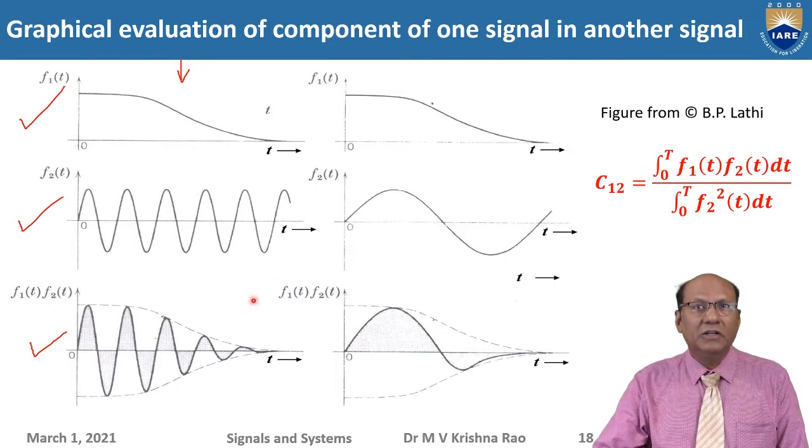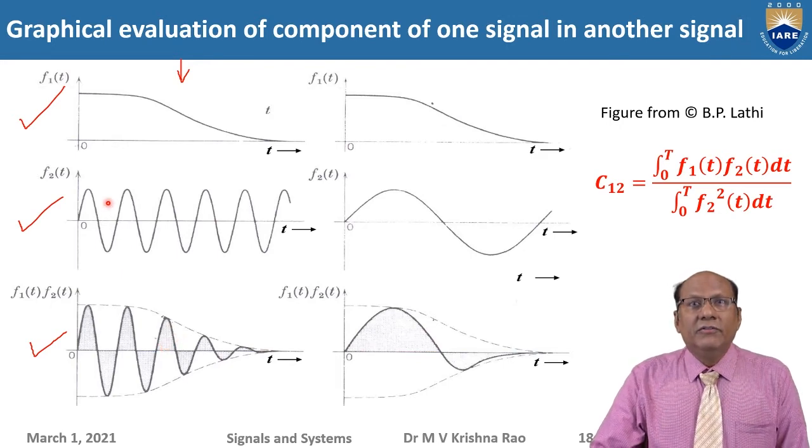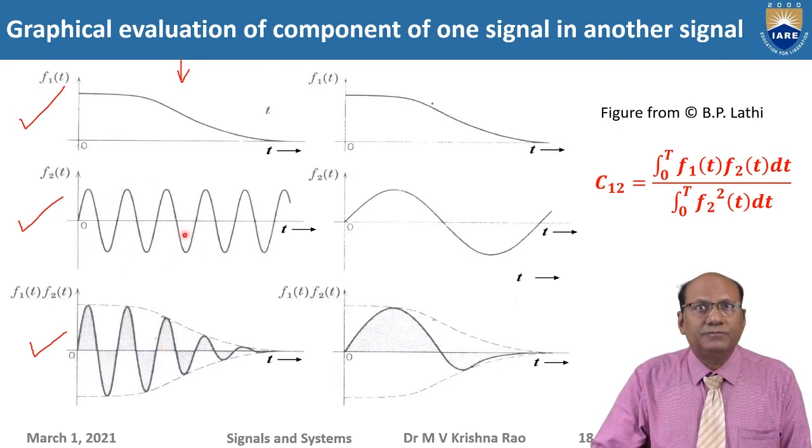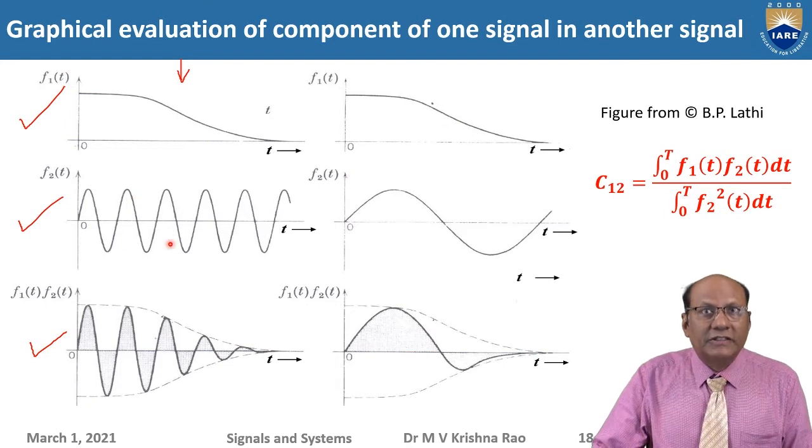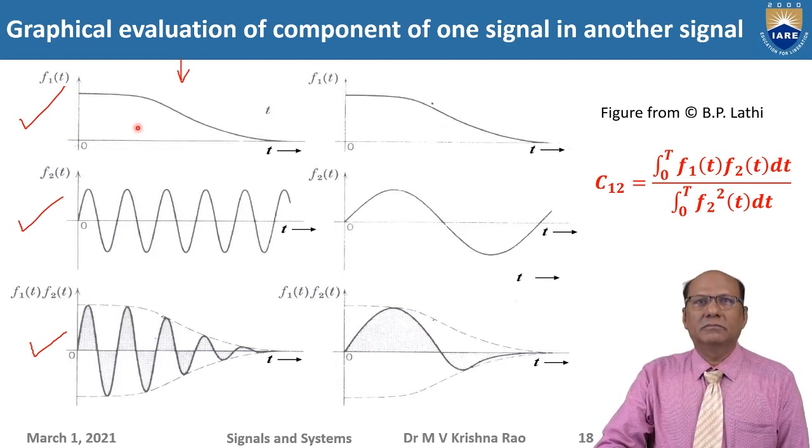You have to find the total area under this curve. So positive area, negative area, approximately they will cancel. These two will get cancelled. These two will get cancelled. A small portion is left over. These two will get cancelled. Like that, ultimately, when I see, I will get a very small value. That means a very small part of F2 is contained in this signal F1.